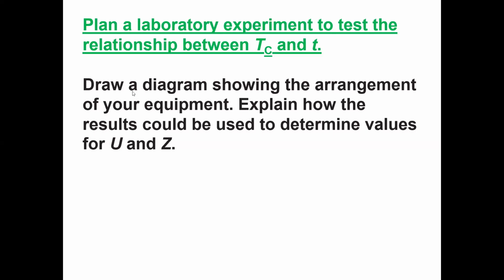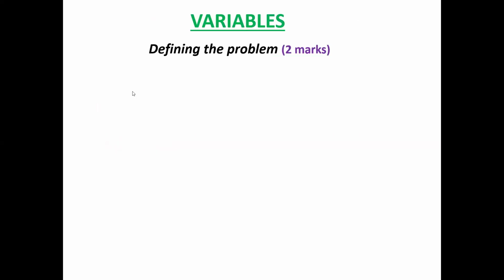So read this screen again. Plan a laboratory experiment to test the relation between TC and t. Draw a diagram showing the arrangement of your equipment. Explain how the results could be used to determine values for U and Z. So variables, defining the problem, 2 marks.